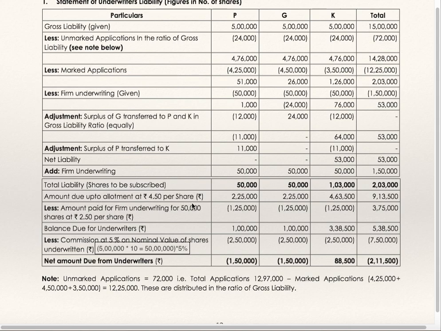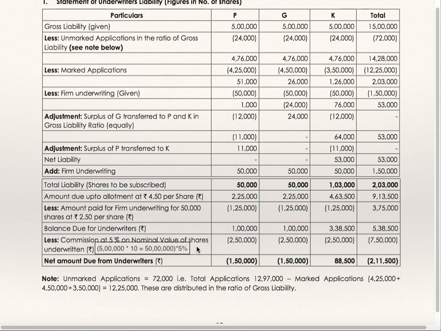Amount due up to allotment at 4.50 per share. Application plus allotment is 4.50. 50,000 into 4.5, 50,000 into 4.5, 1,03,000 into 4.5. This is due. But they have already paid for firm underwriting, 50,000 into 2.5, 1,25,000. All three of them have already paid along with application. So net amount due from underwriters is this minus this: 1 lakh, 1 lakh and 3,38,500.